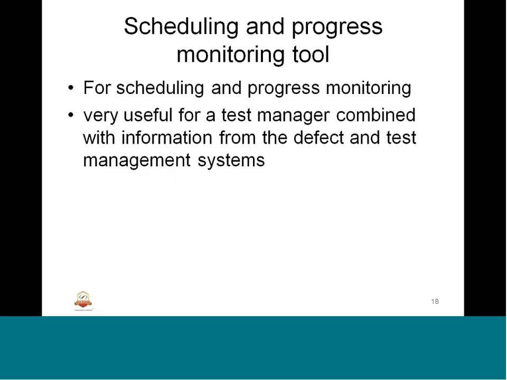Then we have a scheduling and progress monitoring tool. There are a number of tools available for scheduling and progress monitoring, such as MPP and others. There are different tools also which can be integrated along with the test management tools, such as TestLink or Bugzilla for defect management, etc. So it's very easy with the help of these tools for scheduling and progress monitoring. Very useful for a test manager, combined with information from the defect and test management systems.